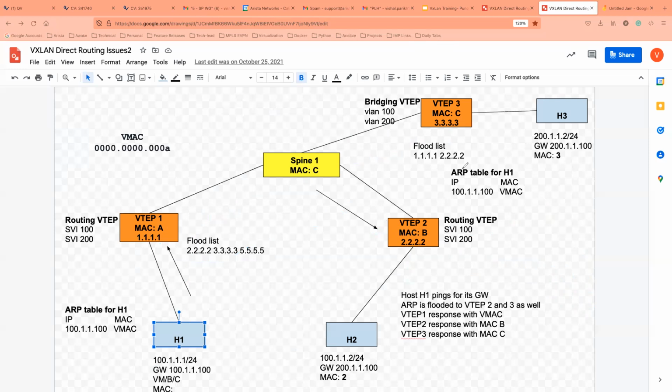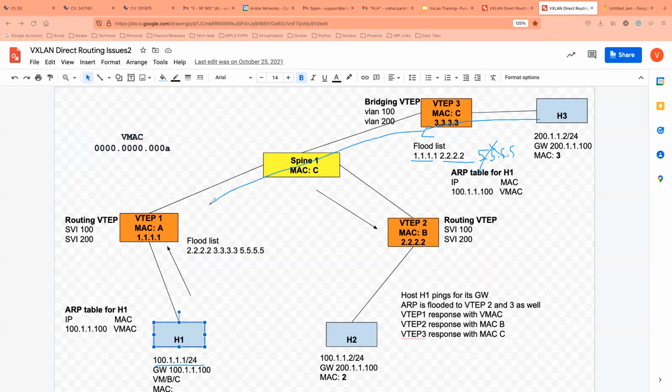Now there is another issue. Tell me one thing. If H3 wants to communicate with H1, H3 will send out an ARP request. Let's say the flood list is 111 and 222, both VTAPs. You missed configuring 555, you have not configured it somehow. What will happen? It will never receive a reply.